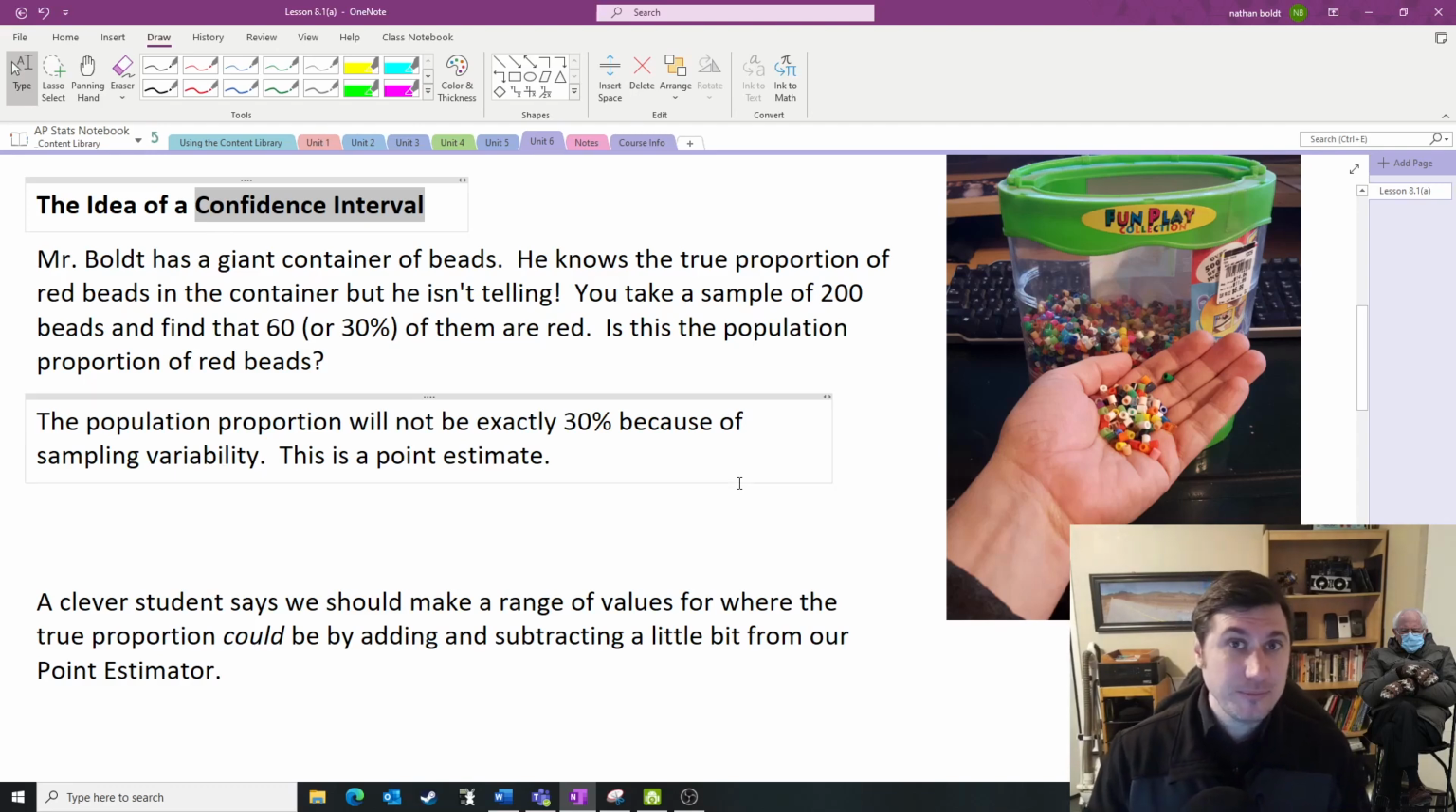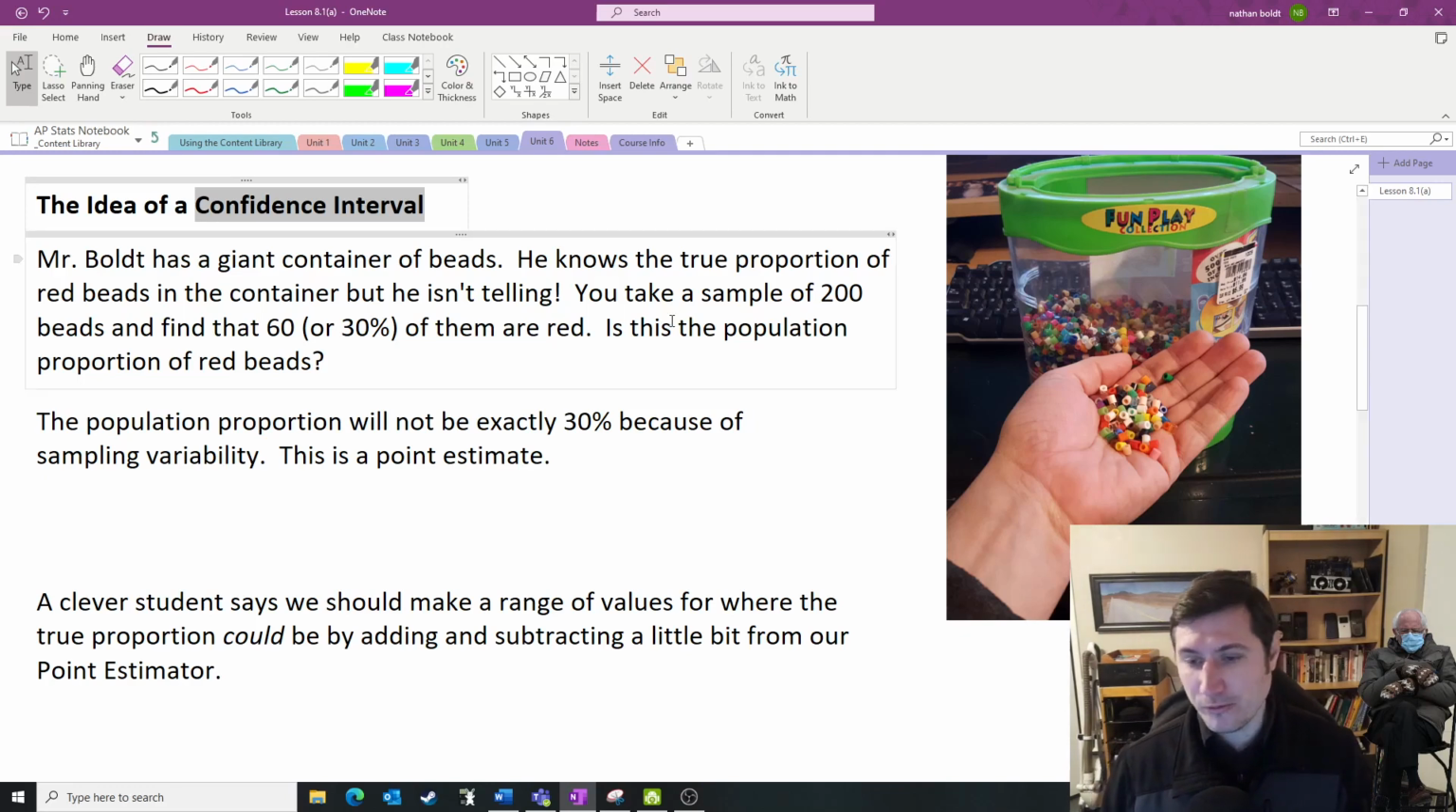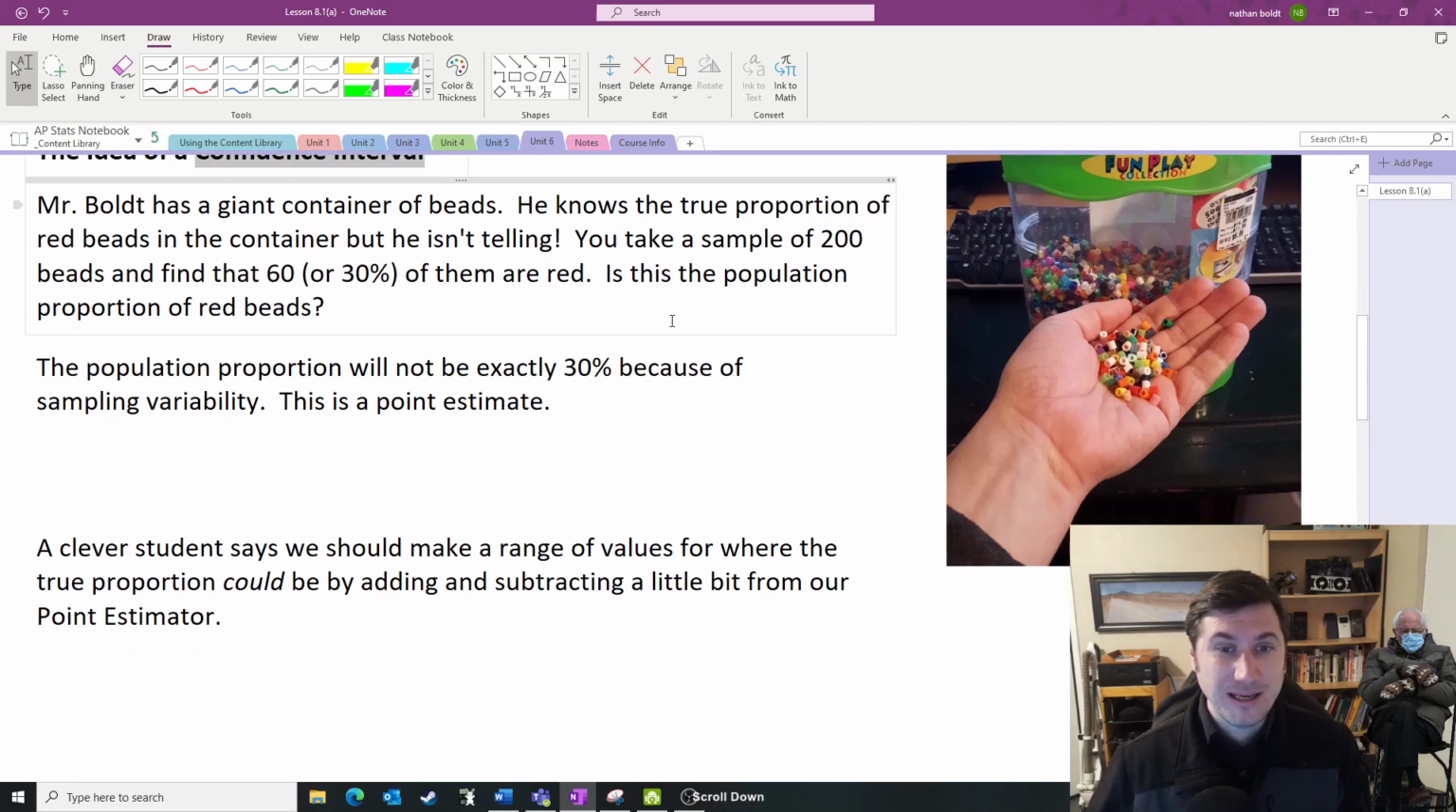You've probably heard something like this on TV when they report polling results. They'll often say 52% of voters support this with a margin of error of plus or minus blank. That is a confidence interval. We're going to take a look at what that means and how to make one and how to interpret one.